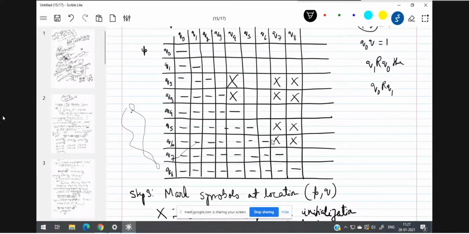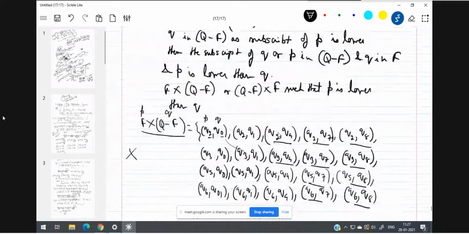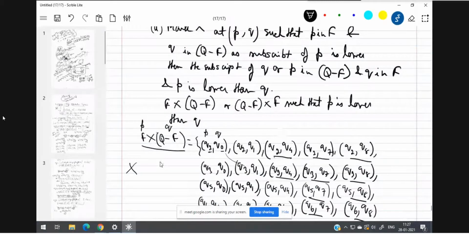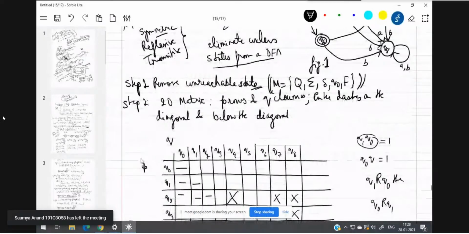I guess no doubt in this. Now next one is, we have completed inserting cross marks for F cross Q minus F. Okay, that's completely inserted. Now let me erase a few things.